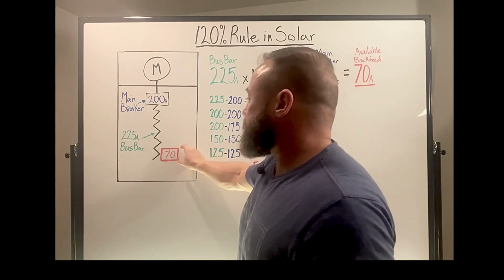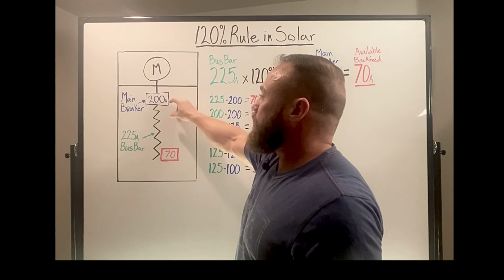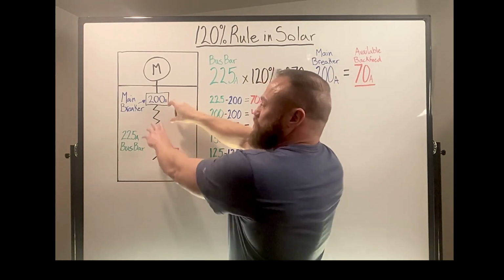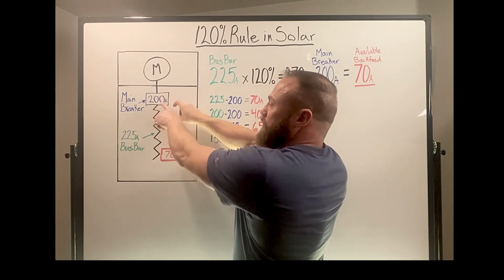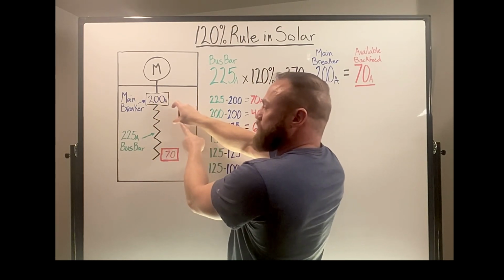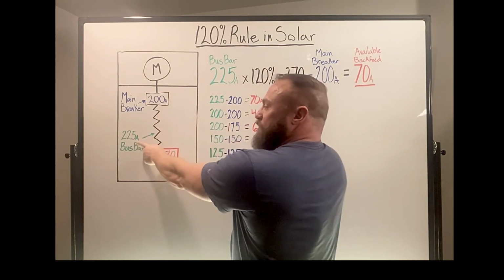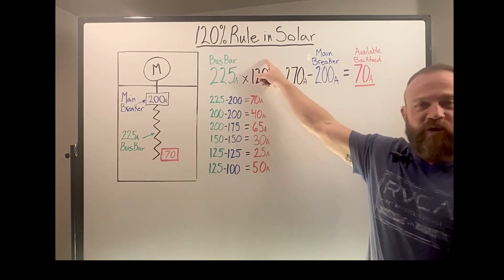If we were to take our 70 amp solar breaker and install it next to the 200 amp utility main breaker, the loads downstream could potentially pull up to 200 amps from the utility plus 70 amps from the solar, so the bus bar would melt because it's only rated for 225 amps. That's the 120% rule in solar.